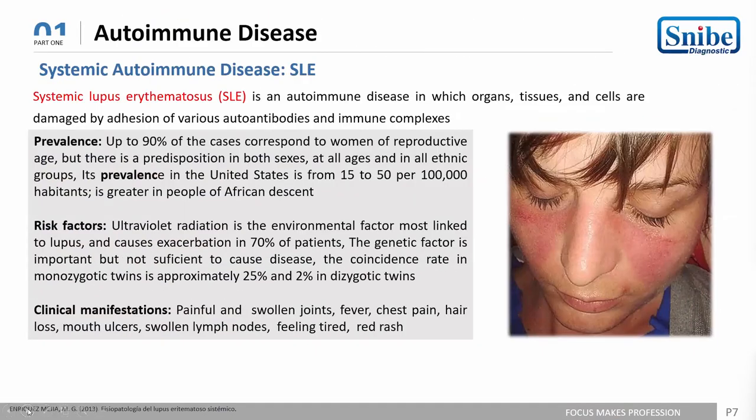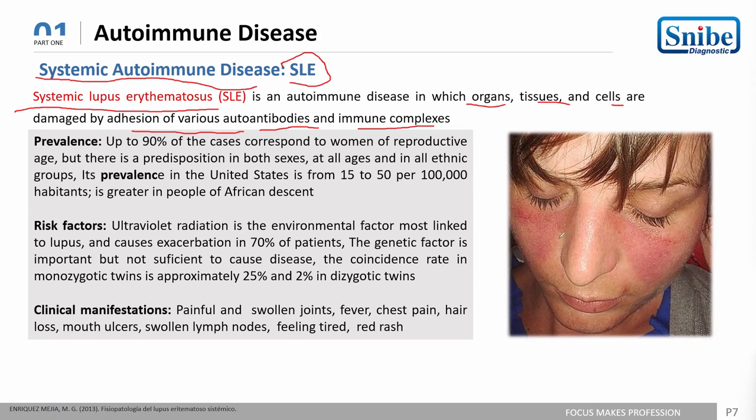So let's start with the SLE. SLE stands for systemic lupus erythematosus, an autoimmune disease in which the organs, tissues, or cells are damaged by the deposition of various autoantibodies and immune complexes.